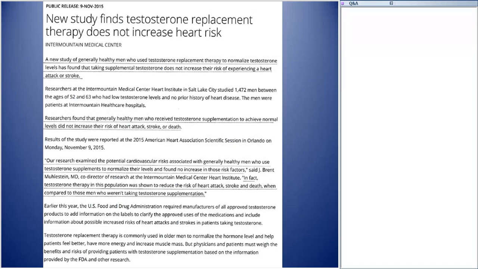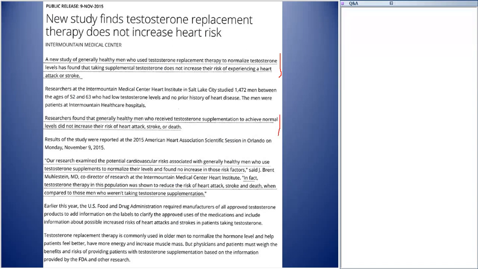A new study of generally healthy men who use testosterone replacement to normalize testosterone levels found that taking testosterone supplementation did not increase the risk of experiencing a heart attack or a stroke. Researchers found that generally healthy men who received testosterone supplementation to achieve normal levels did not increase the risk of strokes or heart attacks.